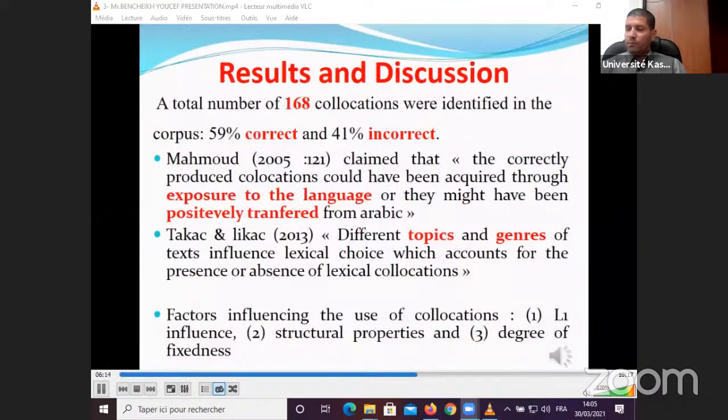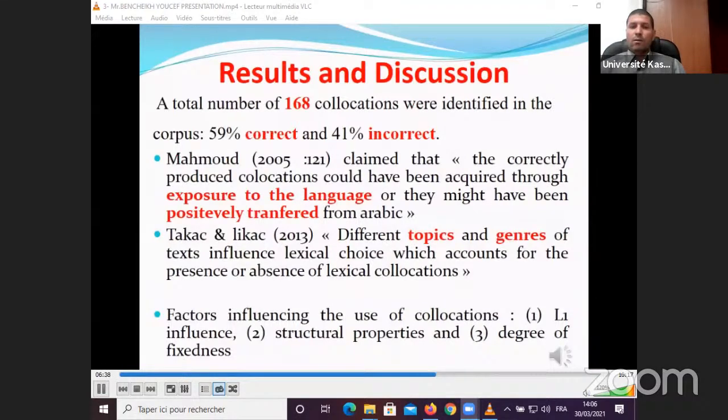A total number of 168 collocations were identified, of which 59 were correct and 41 were incorrect. The correctly produced collocations could have resulted from adequate exposure to the language, or they might have been positively transferred from Arabic, the mother tongue of the learners.